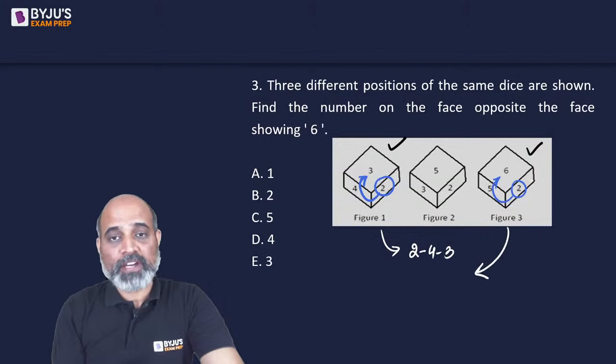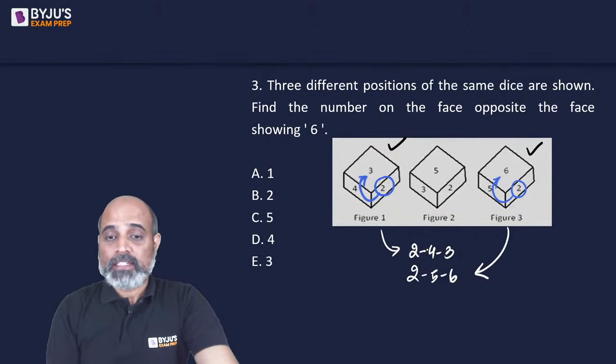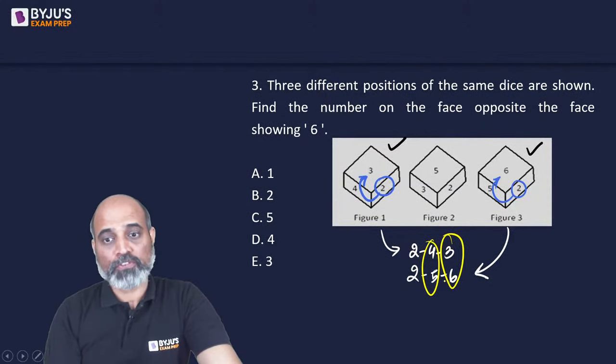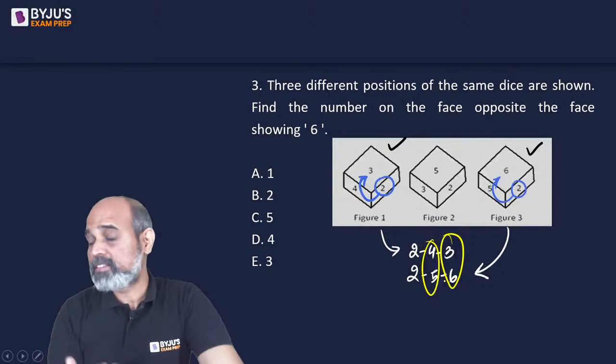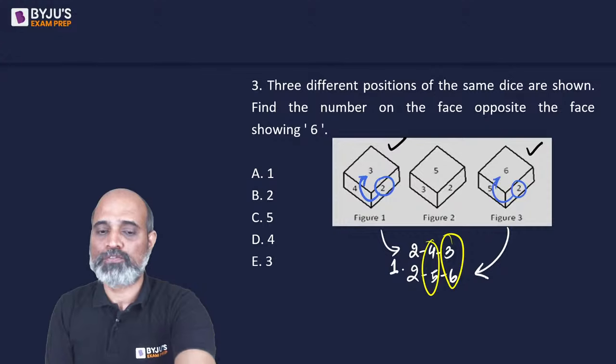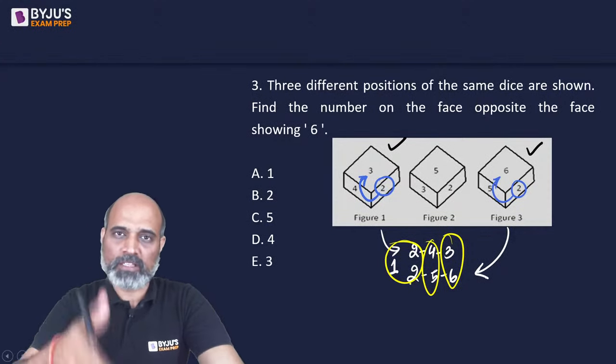Third figure, if I write down in the clockwise order, it's going to be 2, 5 and 6. Once we reach here, the numbers written in the same column are always opposite to each other. So 4 and 5 are opposite to each other, 3 and 6 are opposite to each other, and there is the last number 1 that is left, which will obviously be opposite to the number 2, which is the same number in the column.